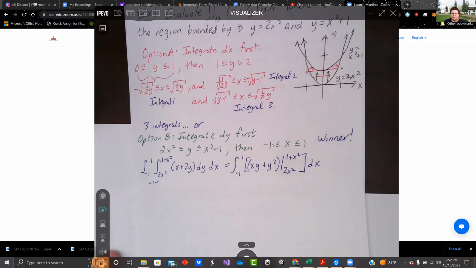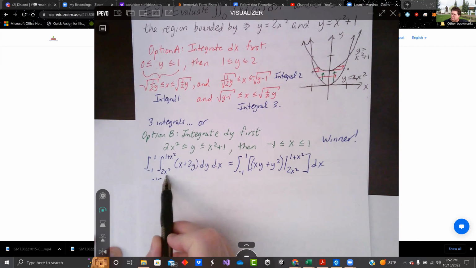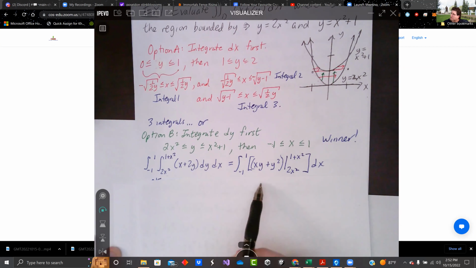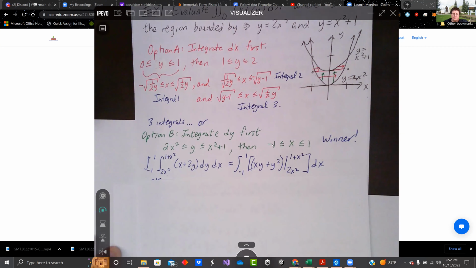We set up our integral. As a reminder, the integral we want to do first goes on the inside. So I put x plus 2y on the inside with dy, that's always on the inside, but I did dy first. Make sure you've got the limits of integration in the right order. The dy matches up with the y limits. So good to go here. We integrate, x plus 2y becomes xy plus y squared. We evaluate at our limits.